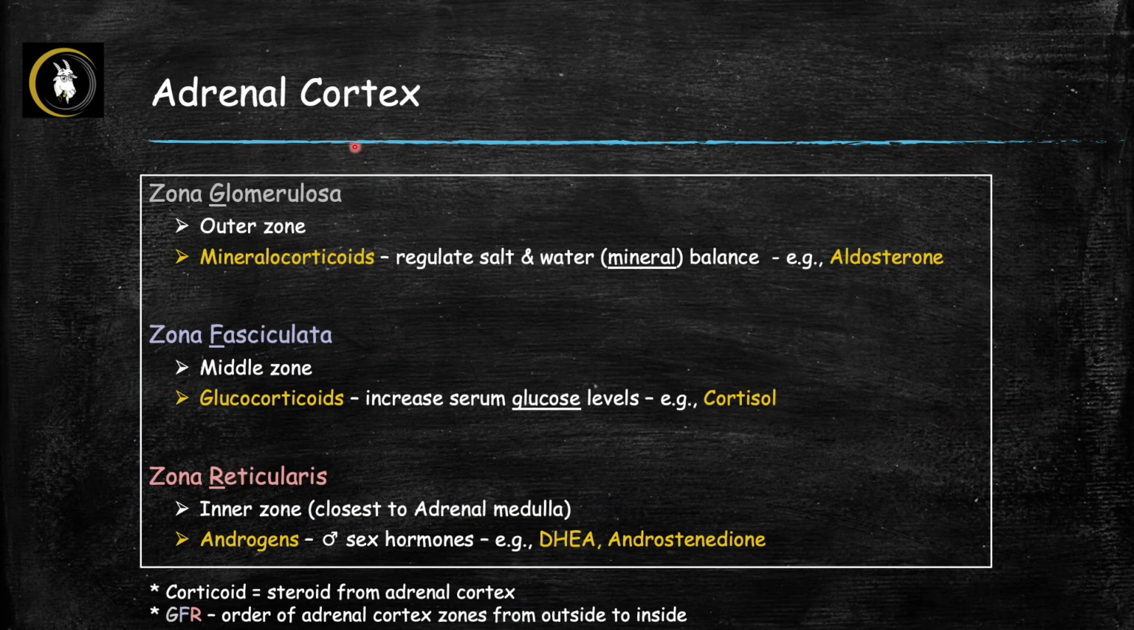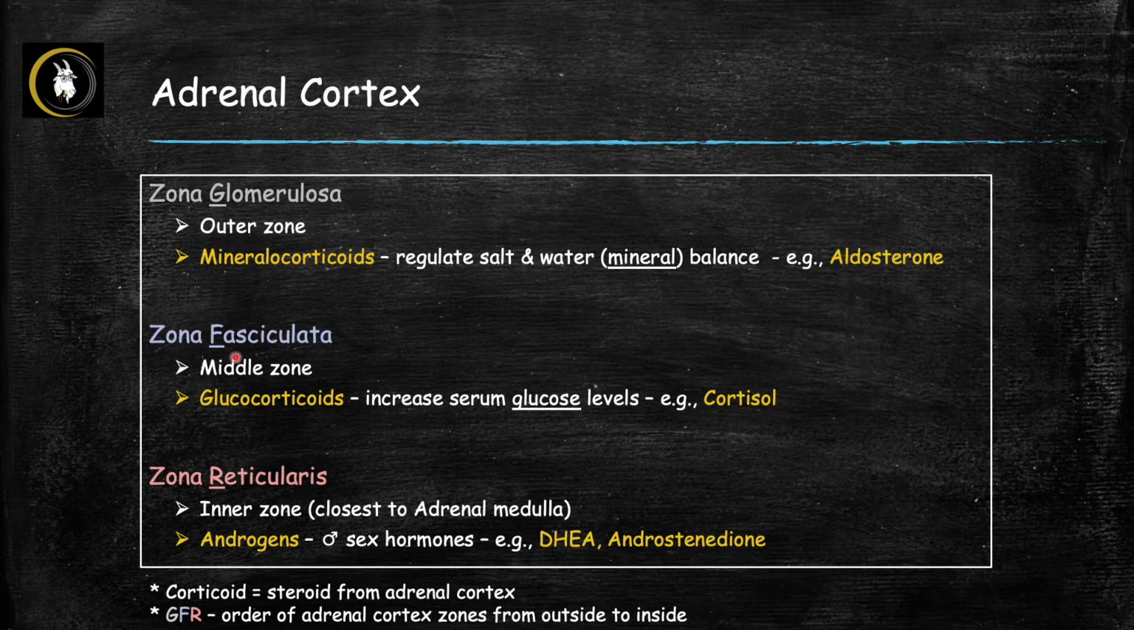All right, so now let's talk about the different zones of the adrenal cortex and their hormones. We have the outermost zone, which is the zona glomerulosa, and the main hormones made there are mineralocorticoids. They're called that because their main function is to regulate salt and water, aka mineral balance. The main hormone example here is aldosterone.